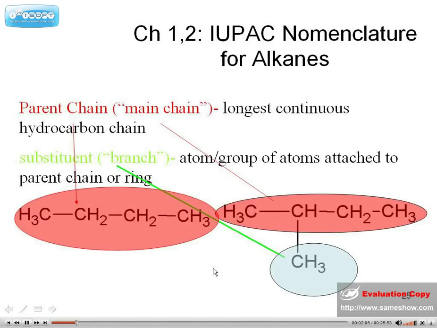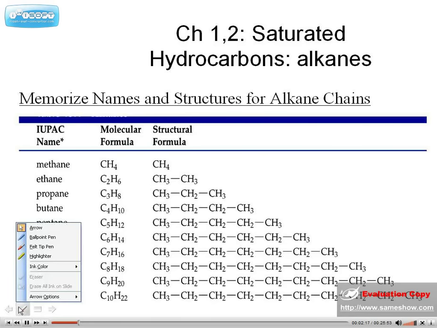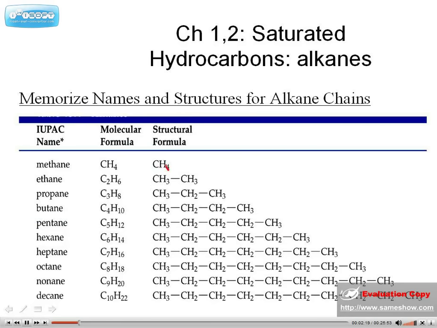Going back to the PowerPoint and moving to slide 26. These are the parent chains you absolutely need to memorize, along with their IUPAC name. Keep in mind, for carbons greater than 3, if it were in a circle or cyclic, then it would be called a cyclopropane. If they are straight chain, then we just call these alkanes. So make sure you know the difference.